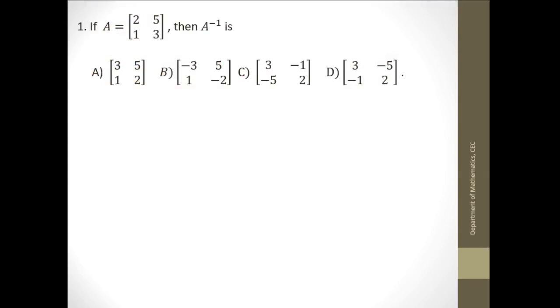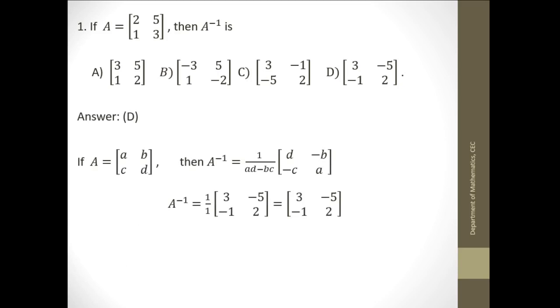The first question, to find the inverse of the 2 by 2 matrix. 1 by determinant of A into adjoint of A. To find the adjoint of A, interchange the principal diagonal elements and change the sign of the remaining elements. And determinant of A here is 3 into 6 minus 5 into 5. 6 minus 5 is 1. Therefore, it is 1 by 1 into 3, minus 5, minus 1, 2. Therefore, answer is 3, minus 5, minus 1, 2. Answer is D.